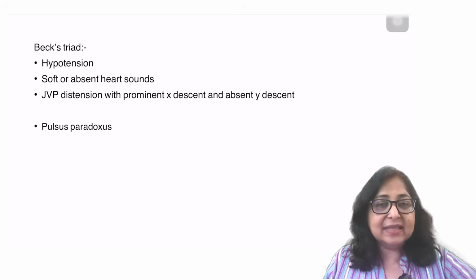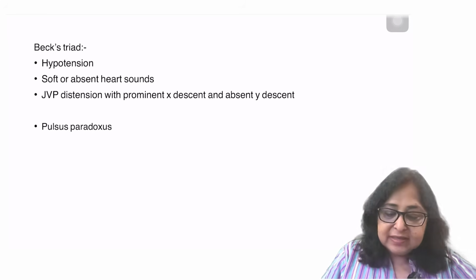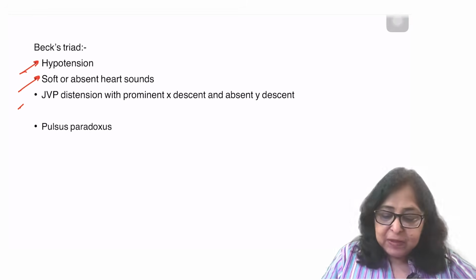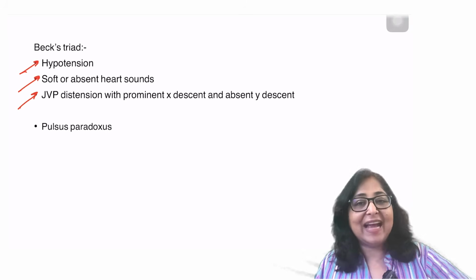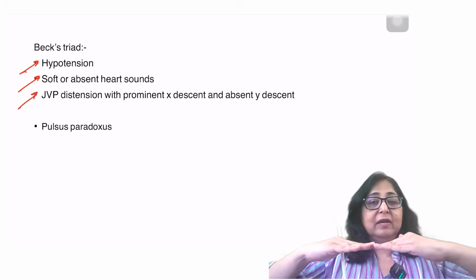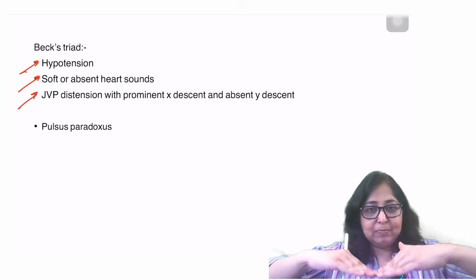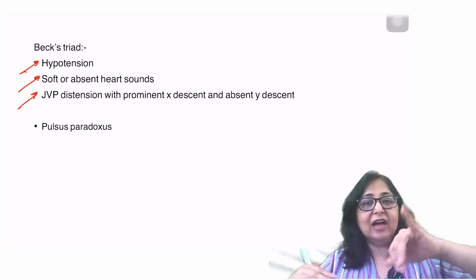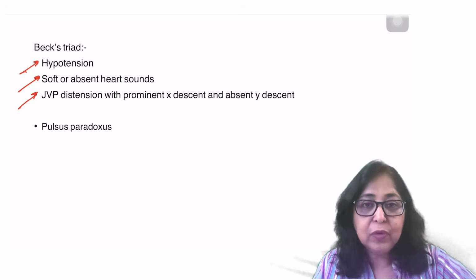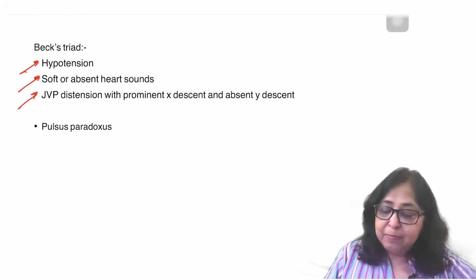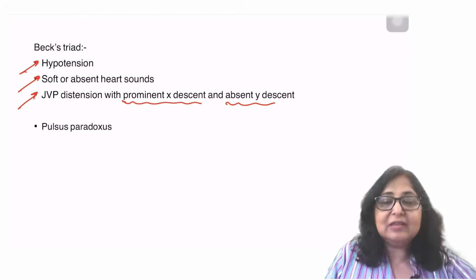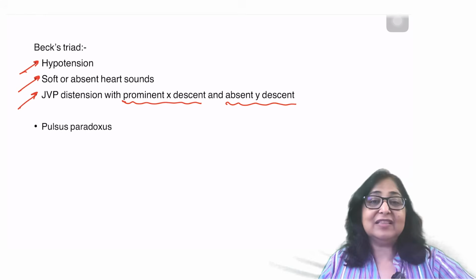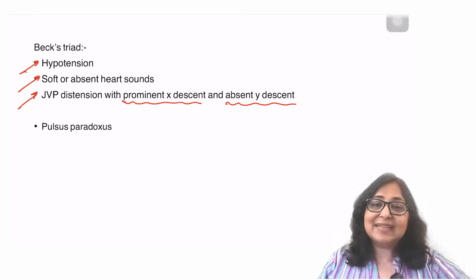Let's look at something called the Beck's triad. In Beck's triad, seen in cardiac tamponade, there is hypotension, there is soft or absent heart sounds, and JVP is distended with a prominent X descent. The closed tricuspid valve is pulled downwards during the ejection phase. It is pulled down to a larger extent, with a large increase in the right atrial volume and a decrease in pressure, seen as a very prominent X descent, and an absent or a blunted Y descent. Why blunted? Because the filling is going to be restricted because there is a cardiac tamponade.